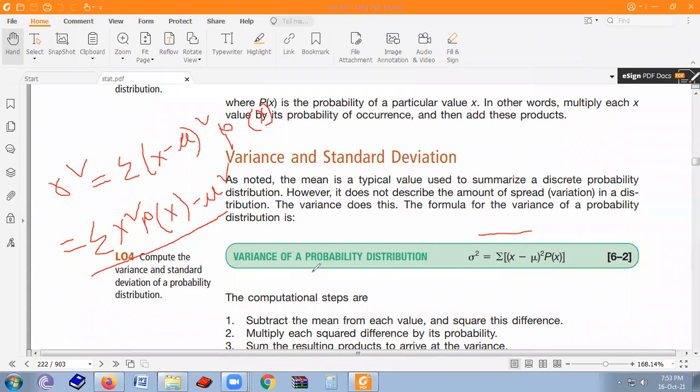And standard deviation: we know standard deviation is the root of variance. Standard deviation is noted by SD, simply noted by sigma. This is equal to the root over the variance, so the root of summation x square into probability of x minus mu square.